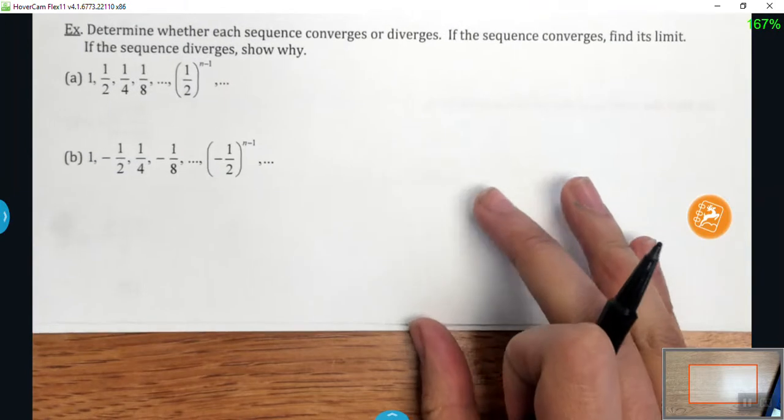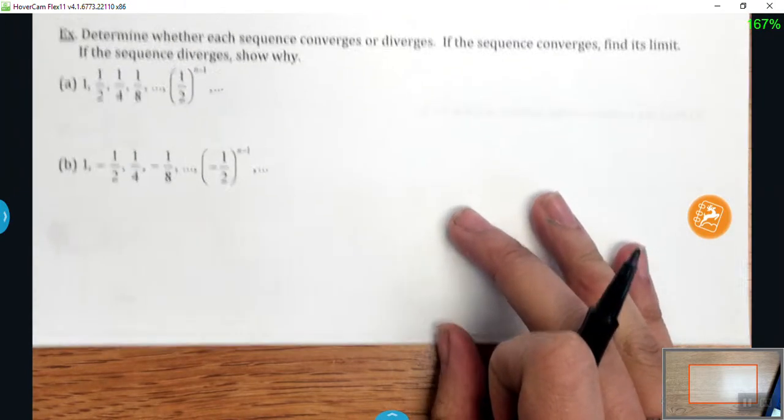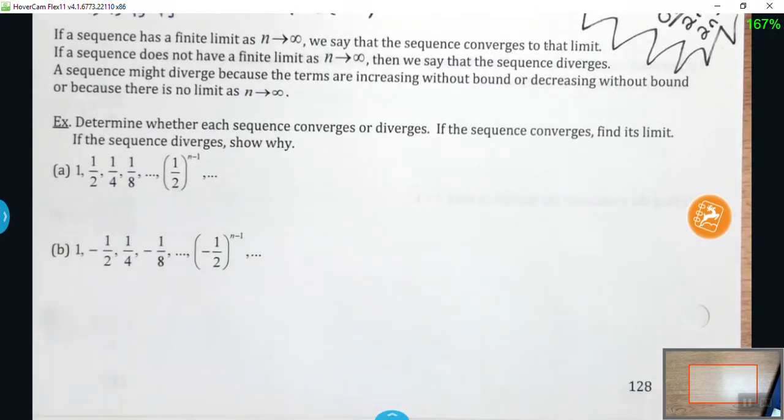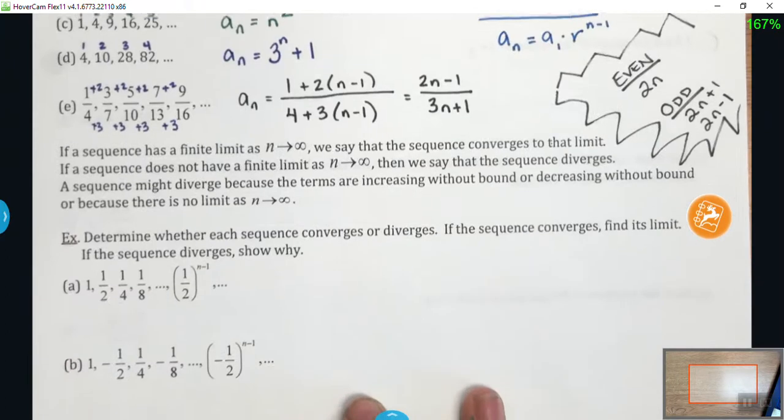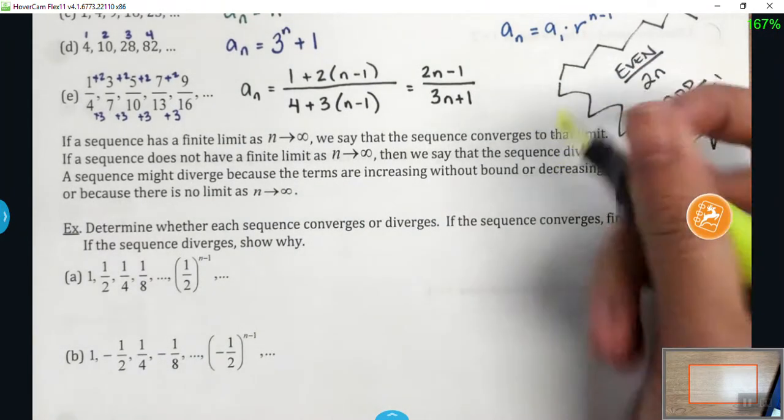Now, determine whether each sequence converges or diverges. If the sequence converges, find its limit. Isn't it like 1 over a? Here we go. It's 1 over a minus. You're not even there yet. We're not there yet. Did we do this last year? No.